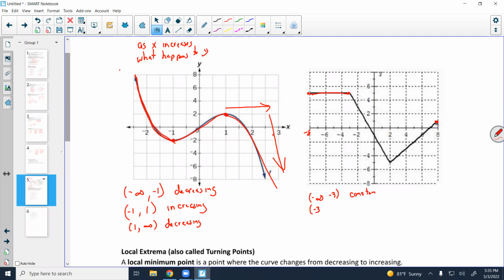Now I'm at that -3, and my next change in direction is down here at 2. And what's happening to y as x increases? Y is decreasing. And here I am at this 2, and I'm going all the way to 8. And as x increases, y increases, so it's increasing.